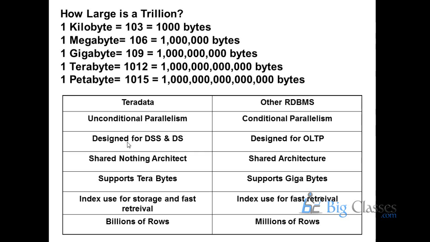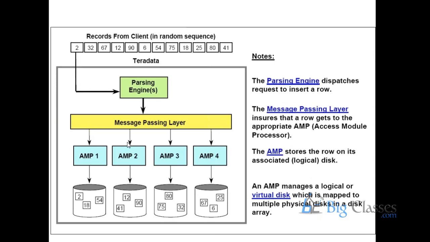In Teradata we have unconditional parallelism. That means we are not defining parallelism at any one particular component. By default, parallelism is there at each and every component. Like the parsing engine, it handles multiple requests parallelly. The message passing layer can handle multiple requests parallelly. An AMP can perform multiple tasks parallelly, and all the AMPs perform the task in a parallel fashion. So the parallelism is there from top to bottom component.